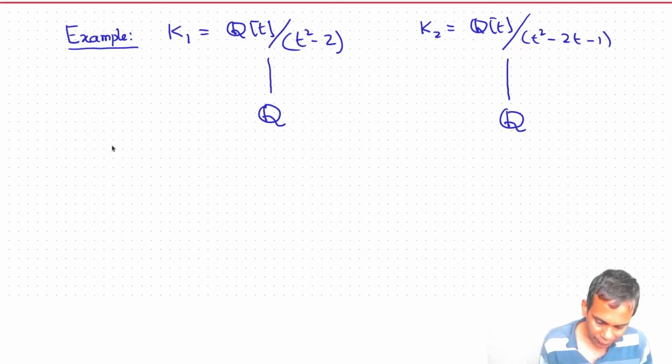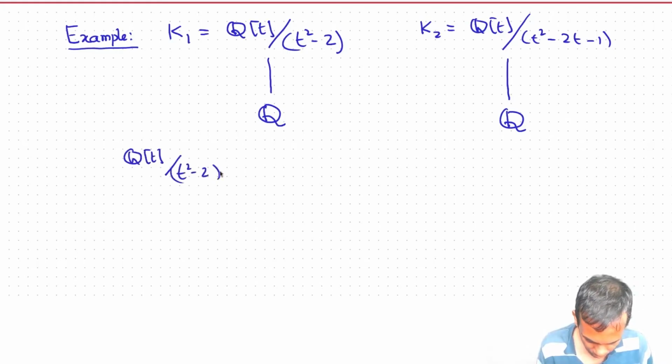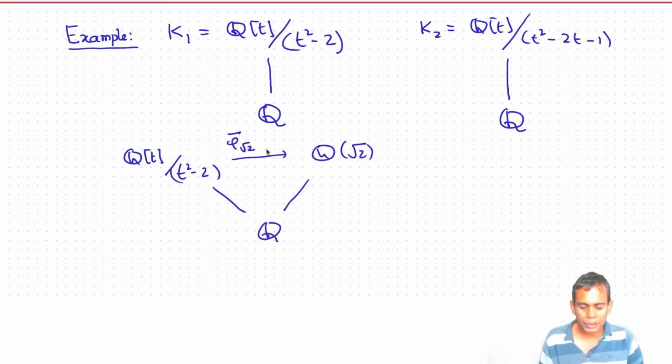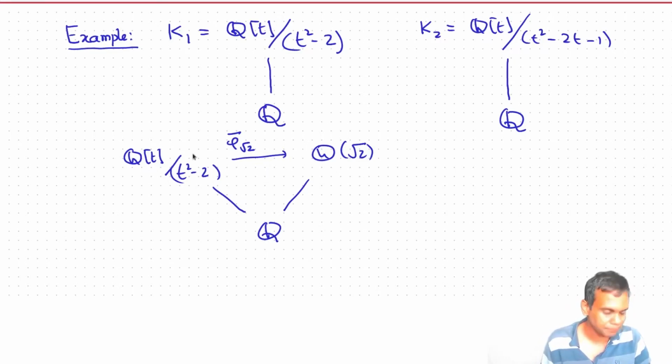Now we already have some understanding of this first field extension. We know that if you take Q[t] mod t squared minus 2, this is isomorphic to Q(root 2) over Q. Why? Well, you just take the map phi bar of t goes to root 2. We saw that this gives rise to an isomorphism, and the way we defined it, the elements of Q go to the elements of Q because they just correspond to constant polynomials on this side. So this is an isomorphism. So this is K1.